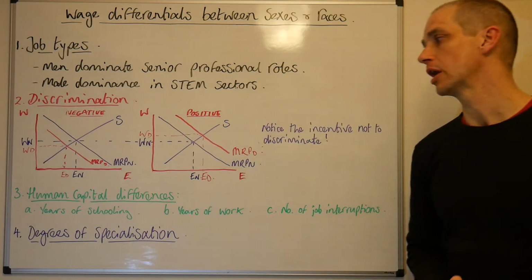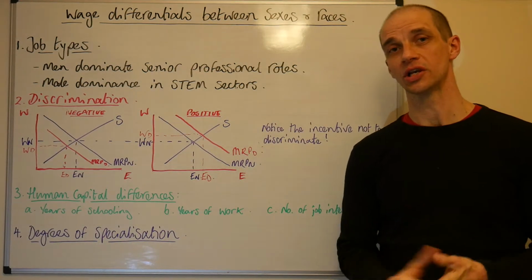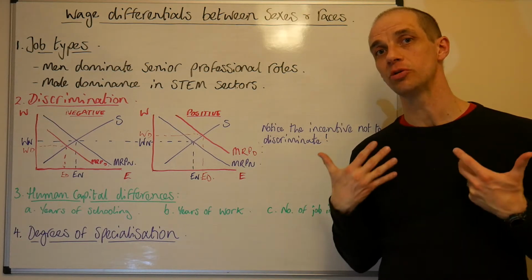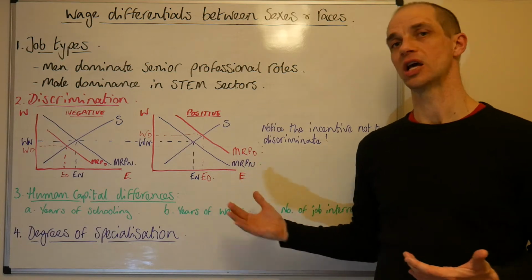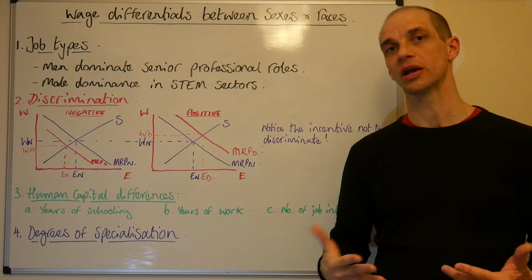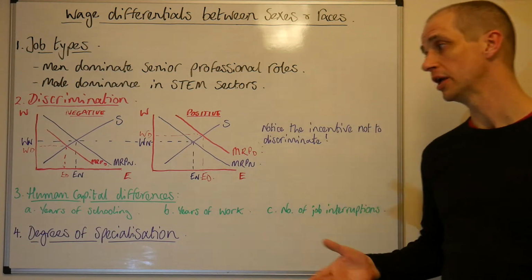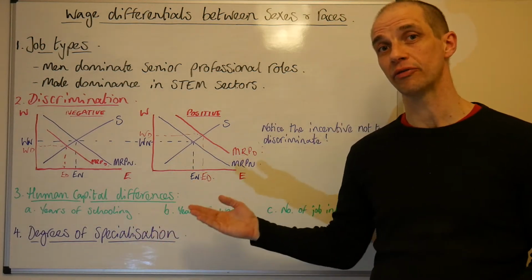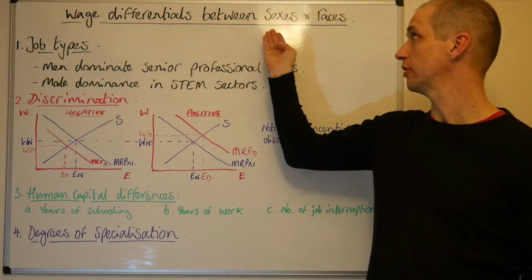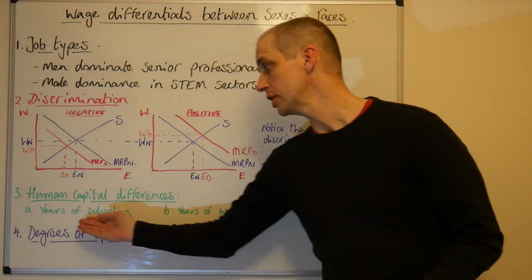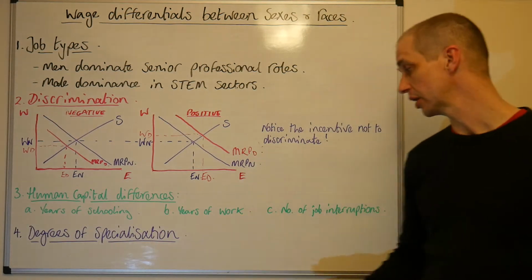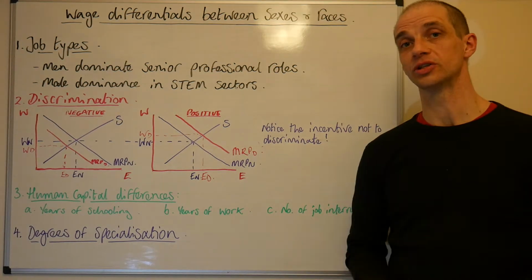Okay, third point, human capital differences. Human capital, of course, is the accumulation of education, experience, knowledge, know-how and skills to actually undertake a job. And there, of course, can be differences between different sexes and different ethnic backgrounds in years of schooling, years of work, as well as the number of job interruptions.